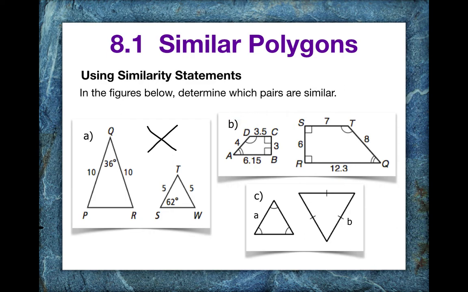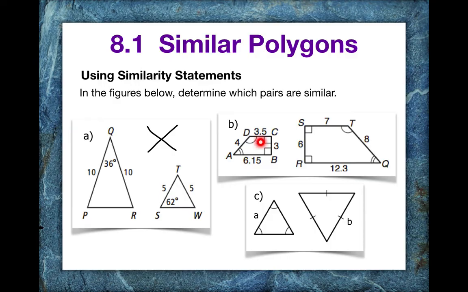Let's look at B. On B, I can say that C corresponds to S, D corresponds to T, A corresponds to Q, and B to R. So all of the angles of this correspond with all the angles over here. So that's one test, and that works. Now let's look at the sides. I know that DC corresponds with ST, so you can see it goes from 3.5 to 7, therefore it's a multiple of 2, multiplied by 2.